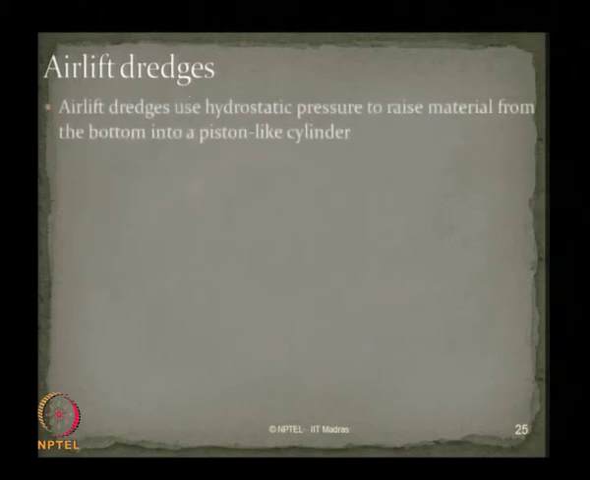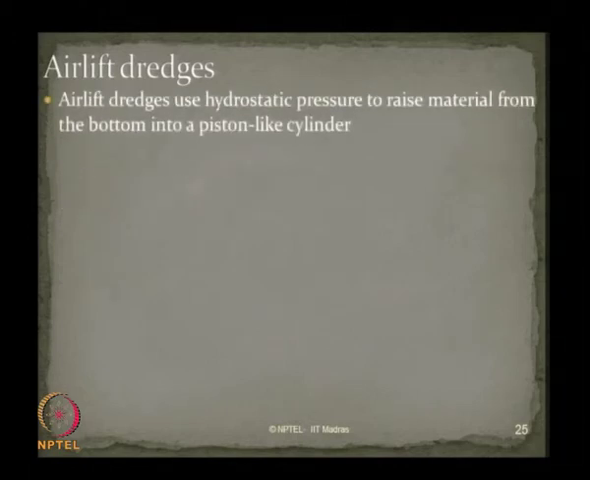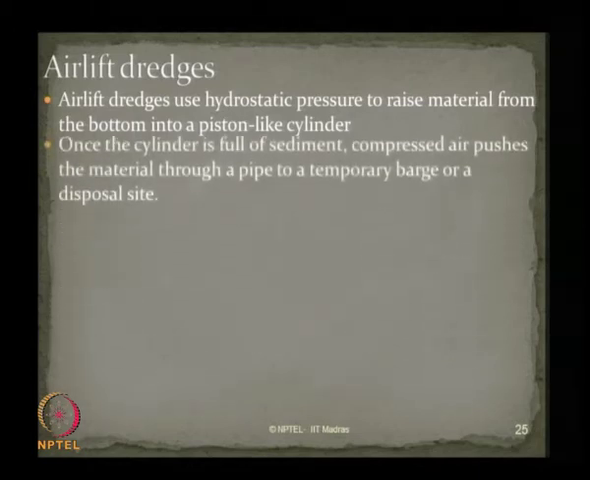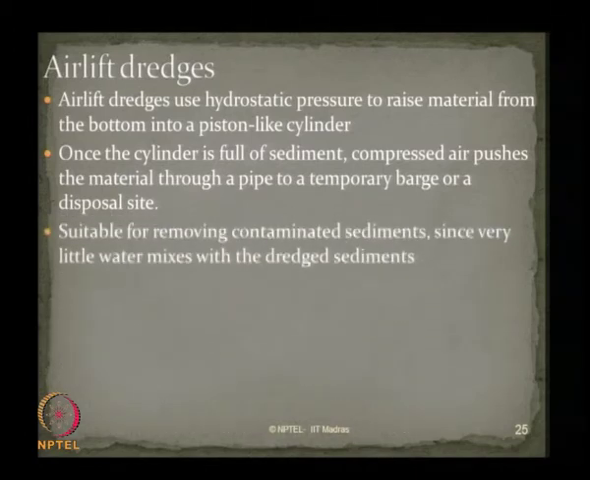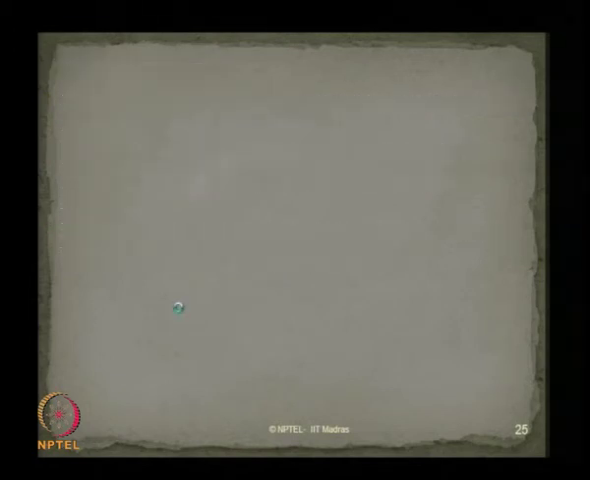Airlift dredges use hydrostatic pressure to raise material from the bottom into a piston-like cylinder. Once the cylinder is full of sediments, the compressed air pushes the material through a pipe to a temporary barge or a disposal site directly. Suitable for removing contaminated sediments, since very little water gets mixed up with the dredged sediments in this kind of operation.